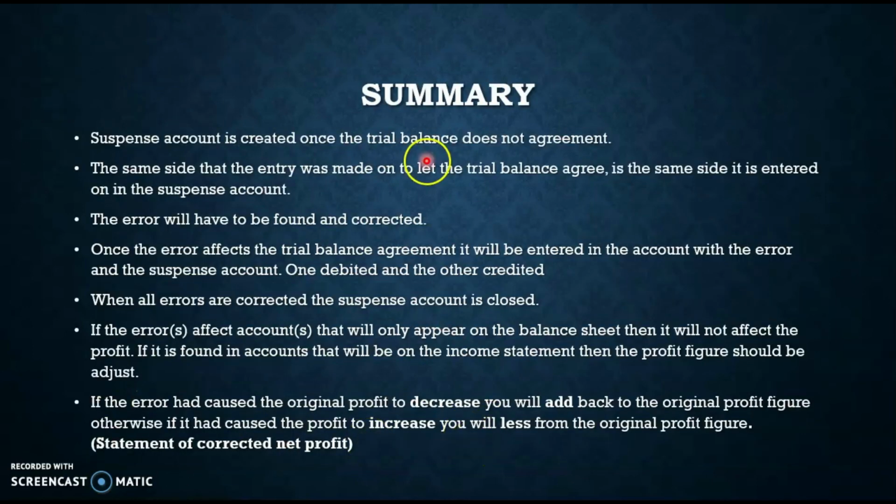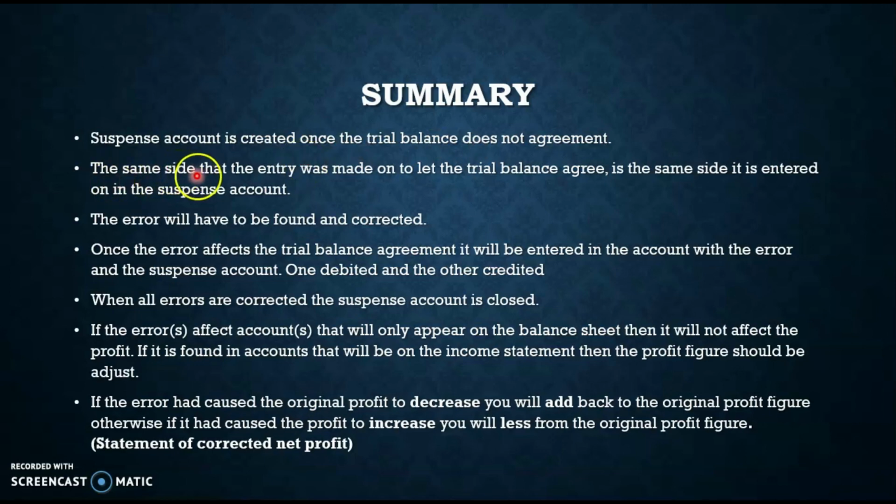Okay, so it's now time to summarize. So we will know that our suspense account is created once the trial balance does not agree. So once the debit side is different from the credit side, then we're going to create the suspense account. However, if the trial balance agrees, then we would know that if it has errors, it would be one of the 7 errors that were mentioned in our previous video.